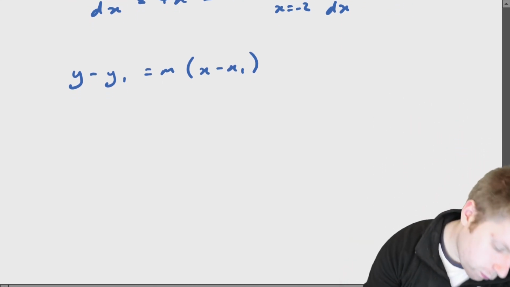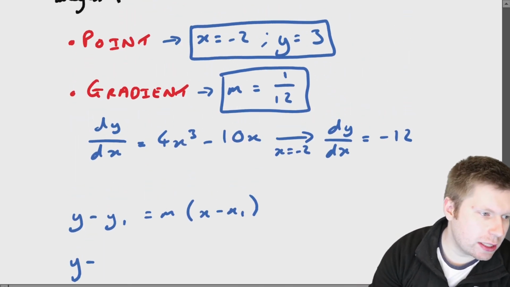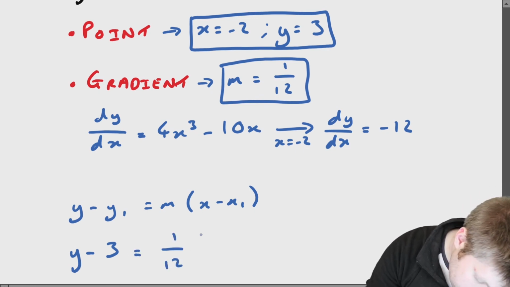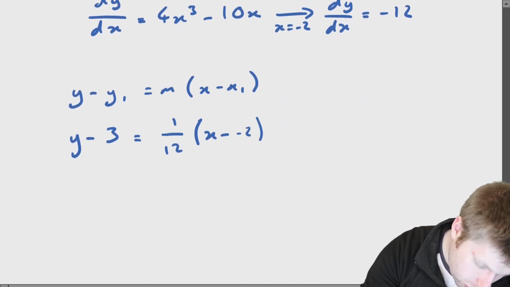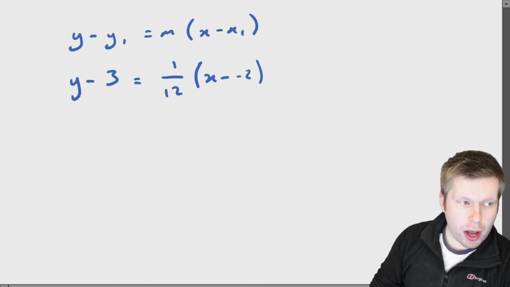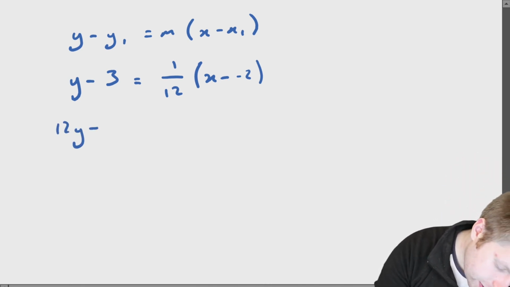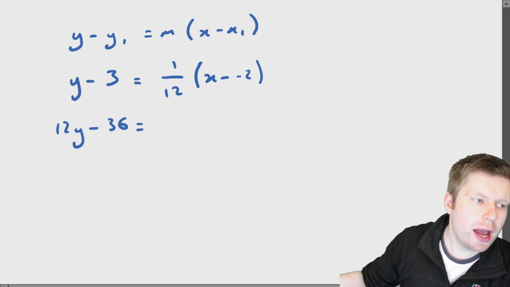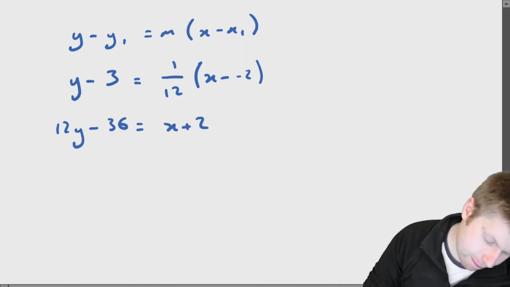So let's fill in what we know. Well, okay, we have y minus our y1, which is our y coordinate, that's equal to 3, equals m, which is a 12th, times x minus our x coordinate, which is negative 2. So I'm just going to do a quick bit of tidying here. First things first, I'm going to multiply both sides by 12. So I get 12y minus 36 is equal to 1 times x minus minus 2, that's going to be x plus 2, okay? So x plus 2 on the right-hand side, okay?